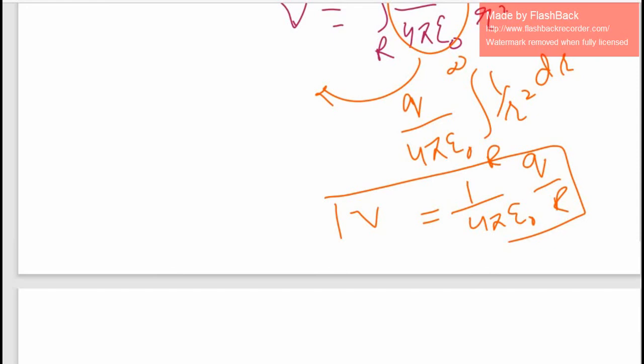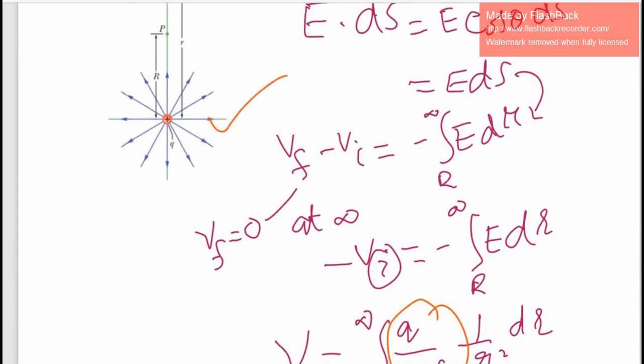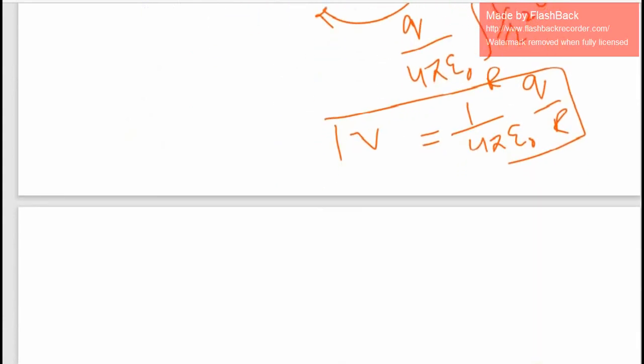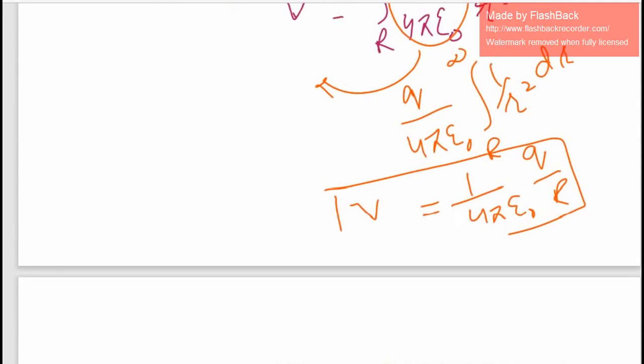Did you notice that this is the potential due to a positive point charge? Recall the previous lecture, where we discussed that a positively charged particle produces a positive electric potential and a negatively charged particle produces a negative electric potential. So this is due to the positive point charge, and we end up with the electric potential having a positive value.